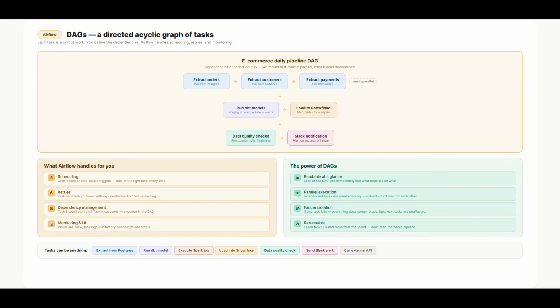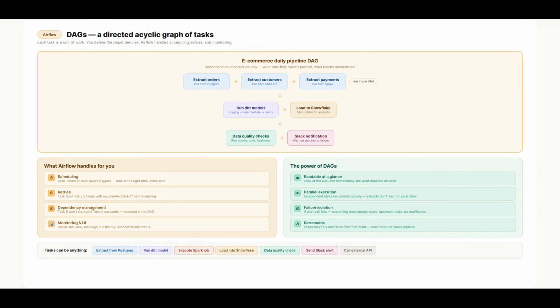Apache Airflow is the most widely used orchestration tool in the industry. The core concept is the DAG, a directed acyclic graph of tasks. Each task in your DAG is a unit of work. Extract from Postgres, run a dbt model, execute a Spark job, load into Snowflake, run a data quality check, send a Slack notification. You define the dependencies between tasks, and Airflow handles scheduling, retries, and monitoring.